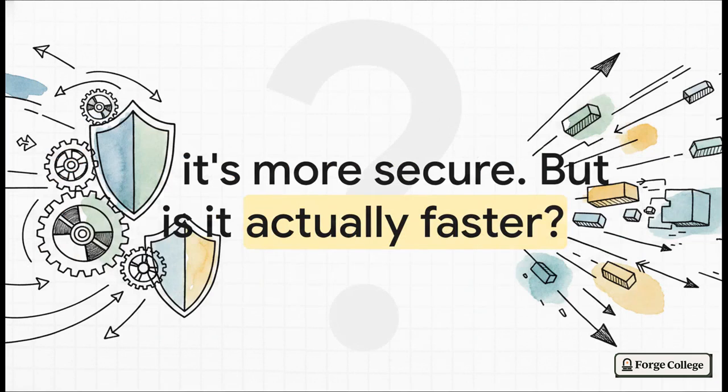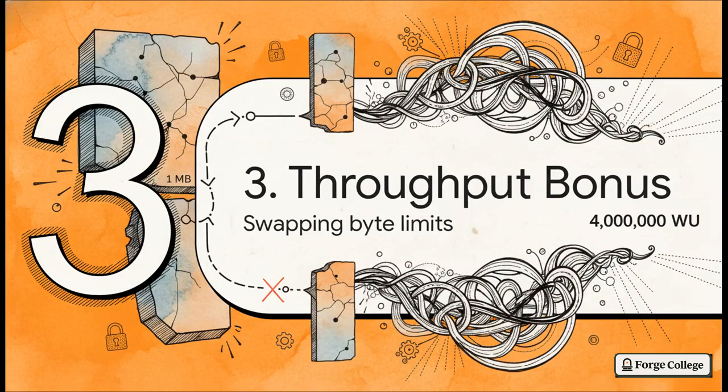Now, by protecting the txid, SegWit obviously makes building on Bitcoin much safer. But this leads us to a really fascinating question. What happens when we move those bulky signatures out of the base block space? Sure, it's more secure, but is it actually faster? Let's jump into part 3, the throughput bonus and how we're swapping byte limits for weight units.